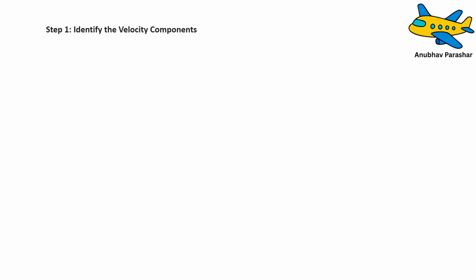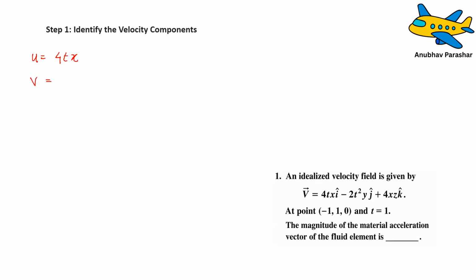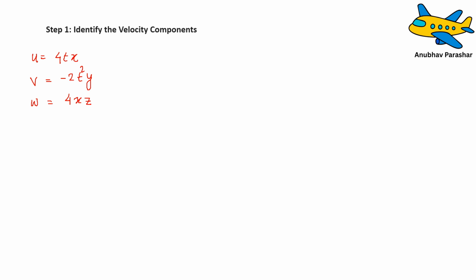So first, we have already identified the velocity components, as you have seen. So u is 4t x, v is minus 2t square y, and w is 4xz. The first step is to identify the velocity components. Now if you want to perform the material derivative here, we will have to perform it separately for the u component, v component, and w component. For example, all of you try to see this. I will erase this and rewrite.